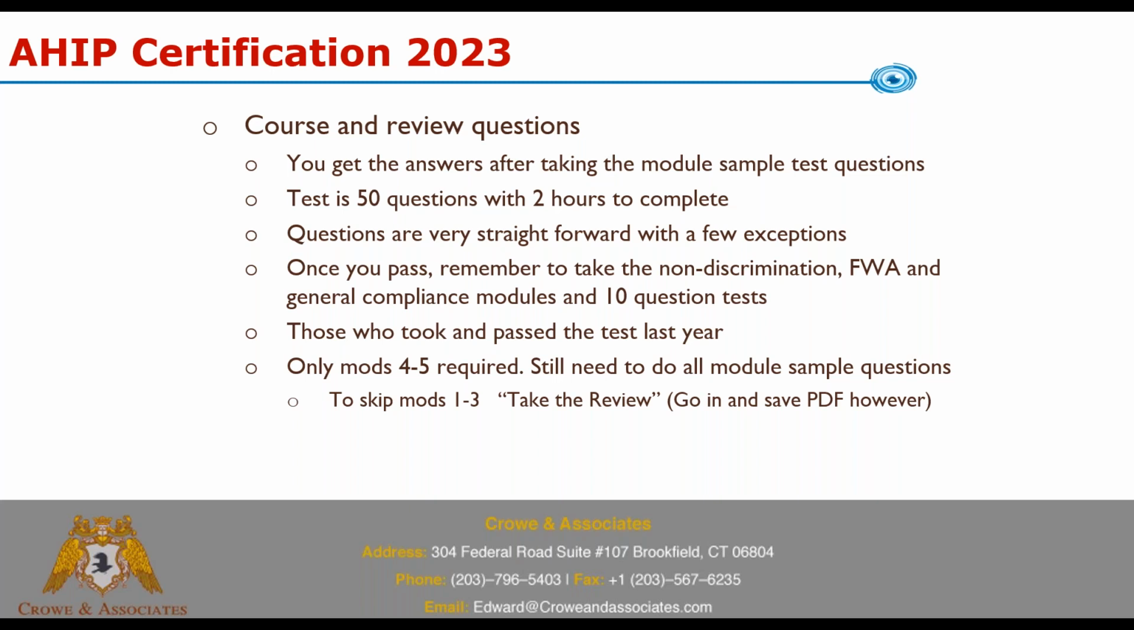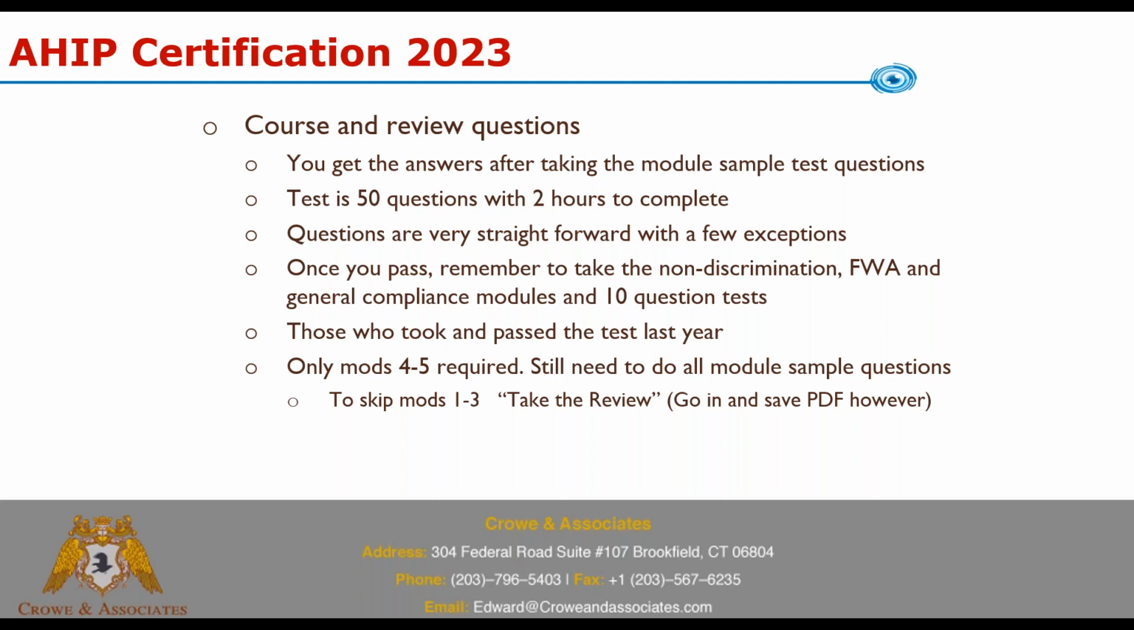You can't forget those. And then lastly, those who took the test and passed it last year, you don't have to go through modules 1 through 3. So when you click through, if you want, because the modules are fairly long, if you passed last year, you can go into AHIP and just go through modules 4 and 5, and it's going to let you take the test. You can skip 1 through 3. So you go through 4 and 5, you click on Take the Review, and you can take the test.